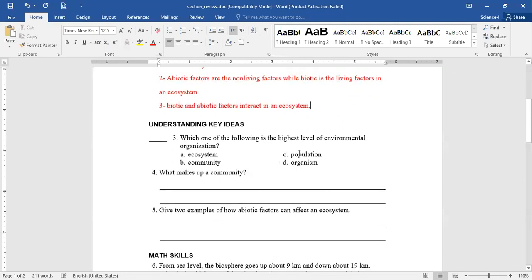Which of the following is the highest level of environmental organization? So let's see what's the problem here. Okay, so the highest level. Yes, Hafila. It will be ecosystem. Ecosystem, good. Okay, so it's ecosystem because ecosystem represents the highest level of this. But actually we have higher than ecosystem. What is bigger or larger than the ecosystem? Okay, answer this question.